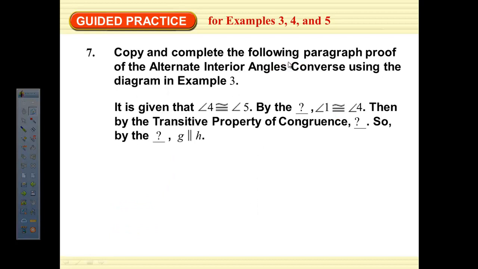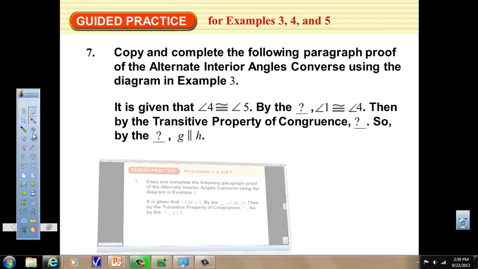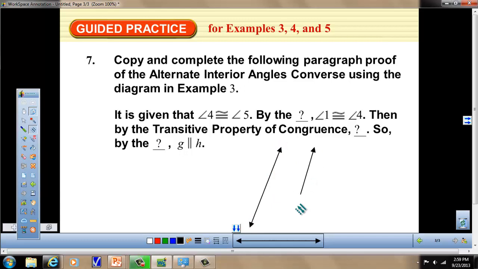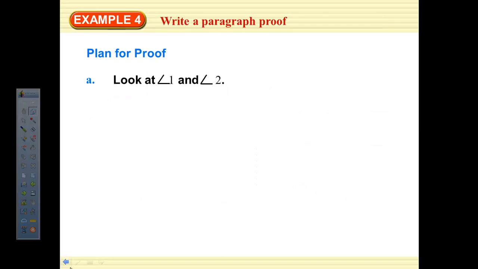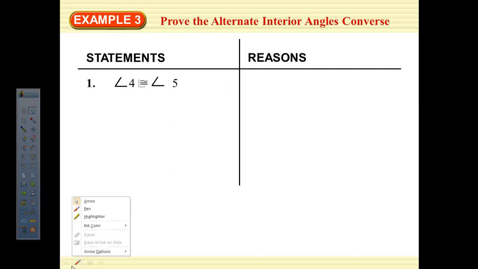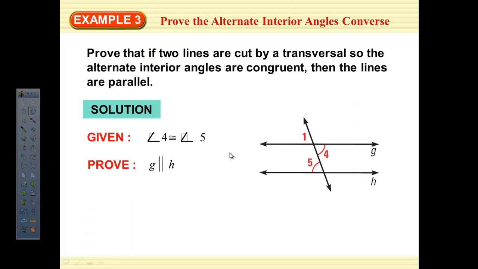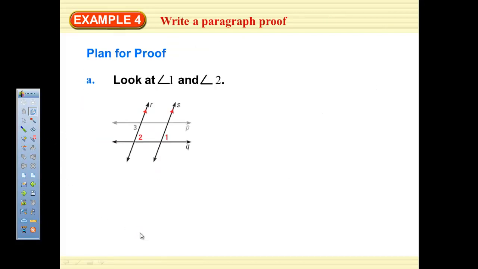And now we want to do a basic proof of the alternate interior angles converse, and we're using the diagram in example 3, and I believe that diagram, is that the one that looked like this? Was that the one? It should be that one. So let's go back to it real quick. Let's go back and get that example 3. You guys have to do two proofs that are very similar to example 3, so make sure you pay attention. Okay, so we've got 1, 4, and 5 there. Let's go through this real quick.